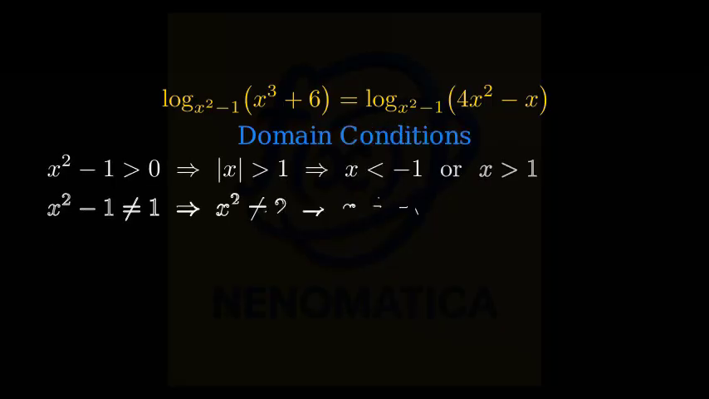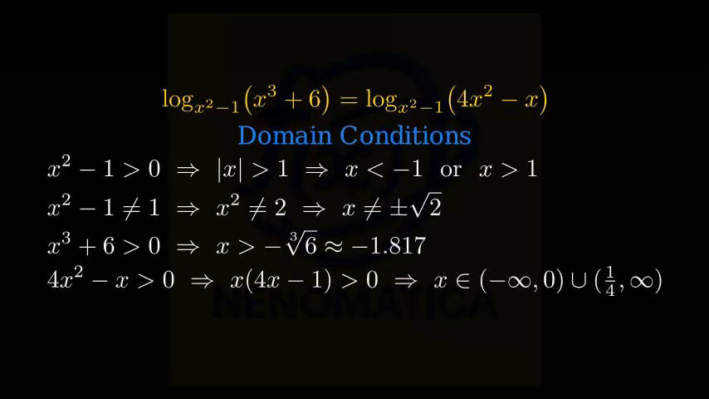For a logarithm log base b of a, we need two things. The base b must be positive and not equal to 1, and the argument a must be positive. Here the base is x squared minus 1. So we require x squared minus 1 greater than 0 and x squared minus 1 not equal to 1. Also, both arguments, x cubed plus 6 and 4x squared minus x, must be positive.